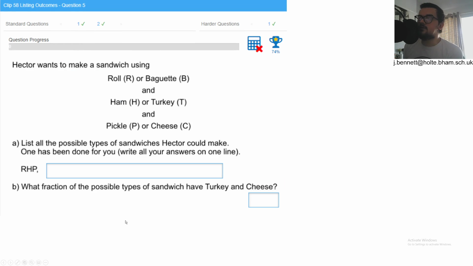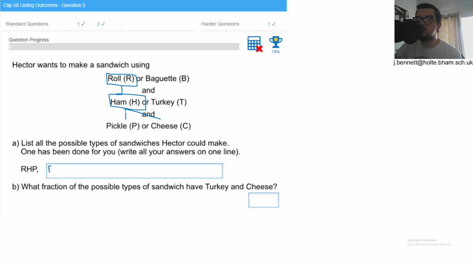Hector wants to make a sandwich using a roll or a baguette, ham or turkey, and pickle or cheese. Write down all the possible combinations Hector can make. One of them has been done for you: roll, ham, pickle. So you pick one, then you pick the next one, and then you see what options are left. First he's picked a roll, then he's gone down and picked a ham, then he's gone down, and because we're on our last one, what's left? Well, there's pickle. You can have roll, ham, and pickle, or roll, ham, and cheese.